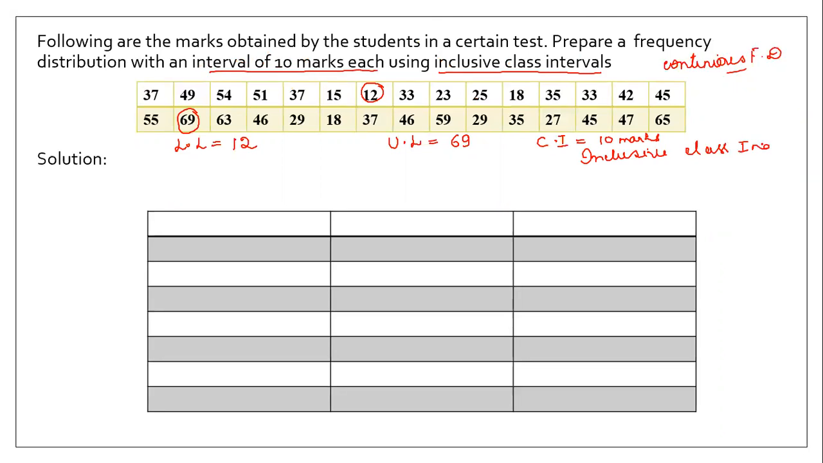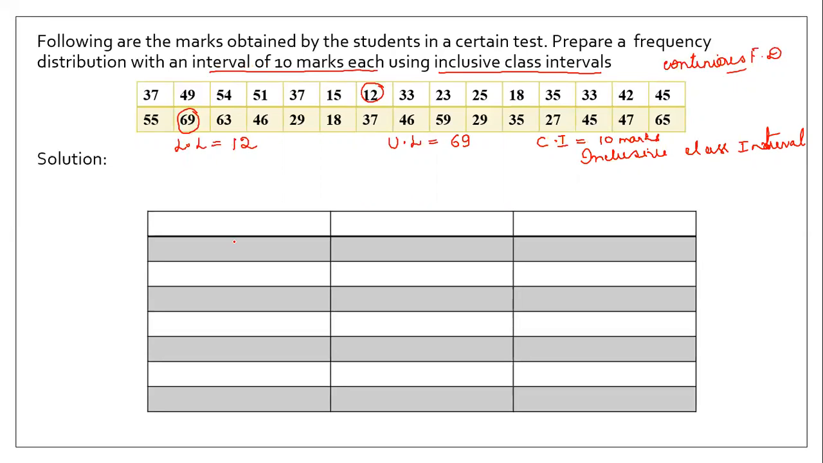So when you say inclusive class interval, I hope you know what an inclusive class interval is now. So we will write here, solution. First thing what you have to do, first you find the lower limit and the upper limit, and see in the question what the width size is. Here the width should be 10 marks each. The class interval that you write should be 10 marks each. Each class interval should consist of 10 numbers.